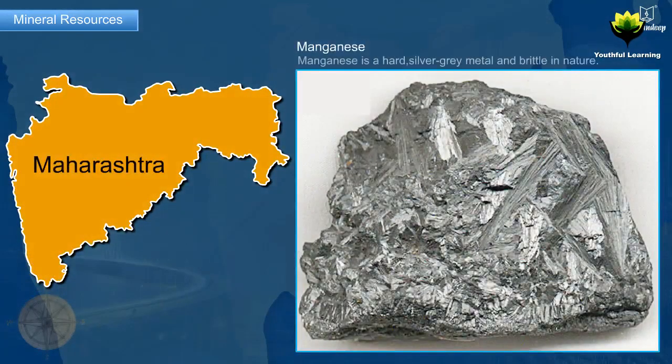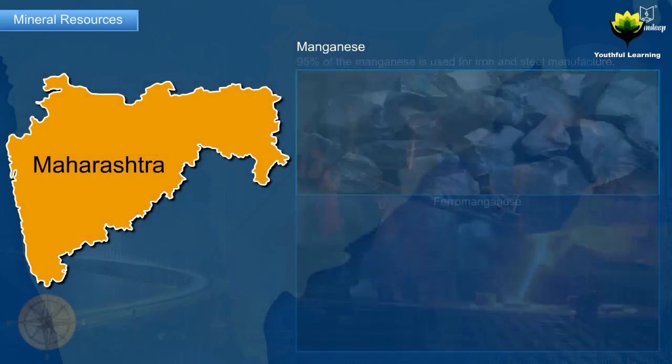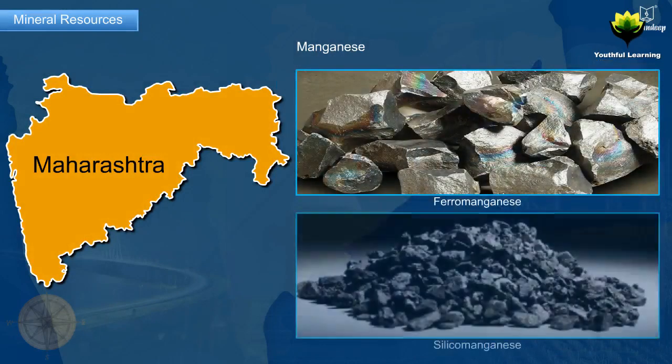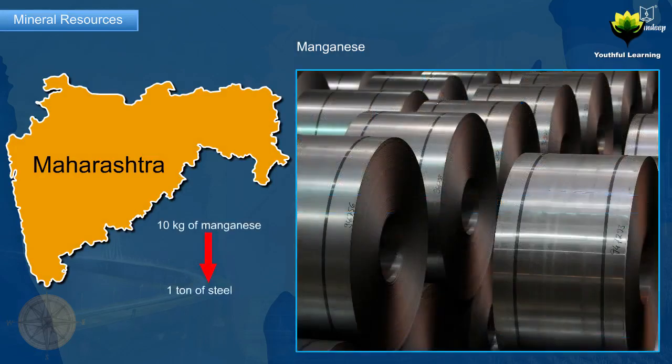Manganese. Manganese is a hard, silver-grey metal and brittle in nature. More than 95% of the manganese is used for iron and steel manufacture in the form of ferromanganese and silicomanganese alloys. Did you know that 10 kg of manganese is used in the production of 1 ton of steel?